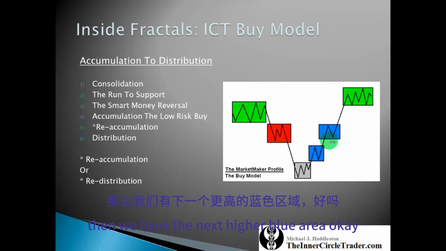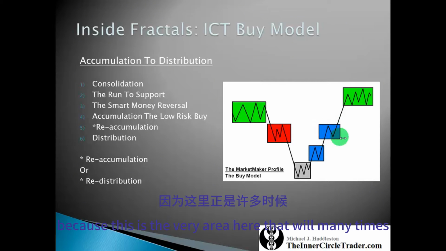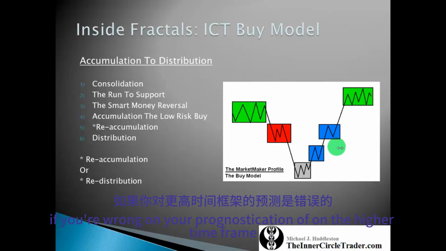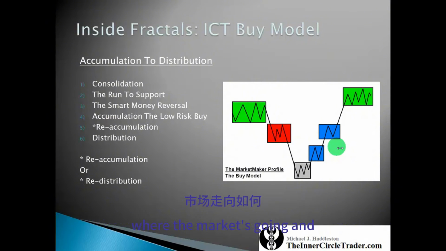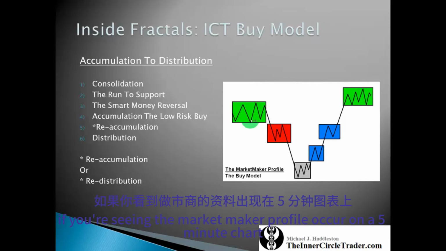Then we have the next higher blue area. Okay, and this can be a little bit tricky. Okay, and this is where higher time frame directional premise is going to be advantageous for you. Because this is the very area here that will many times, if you're wrong on your prognostication of the higher time frame where the market's going, and higher time frame can mean as much as a 1 hour chart's perspective if you're seeing the market maker profile occur on a 5 minute chart.